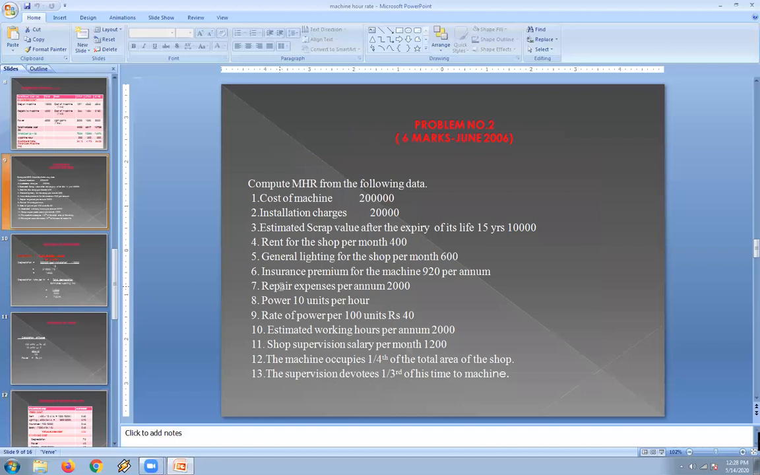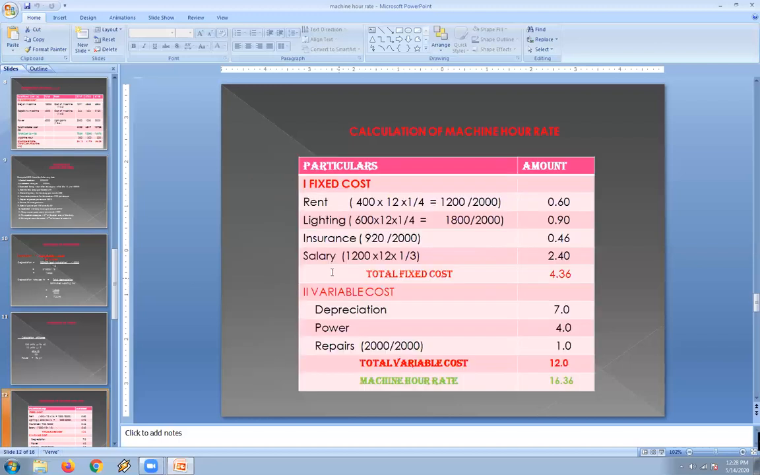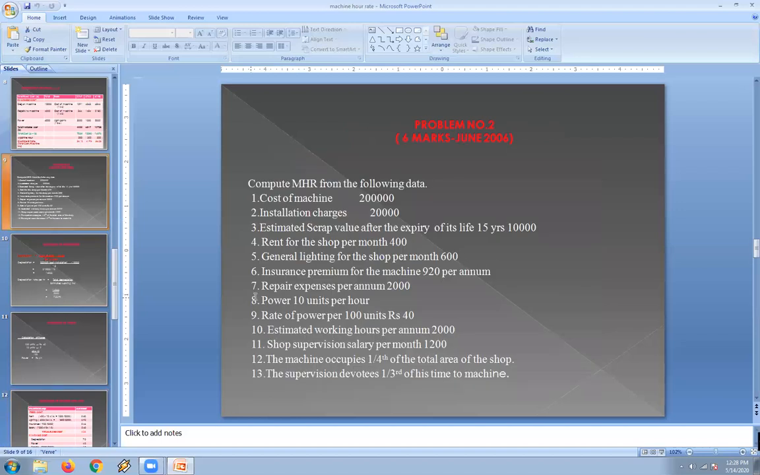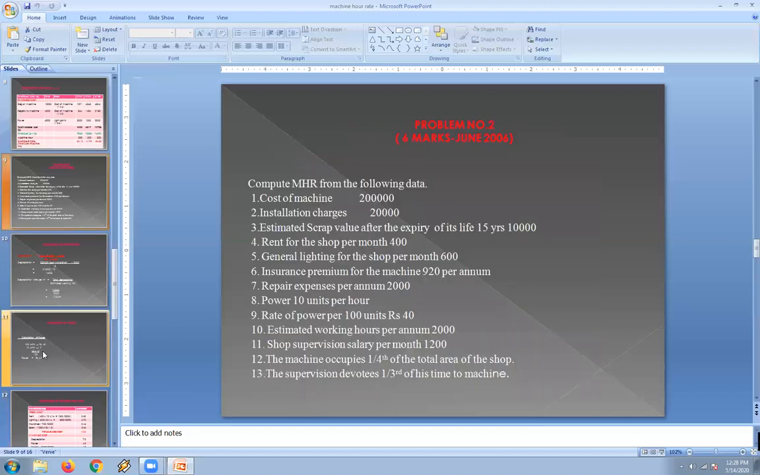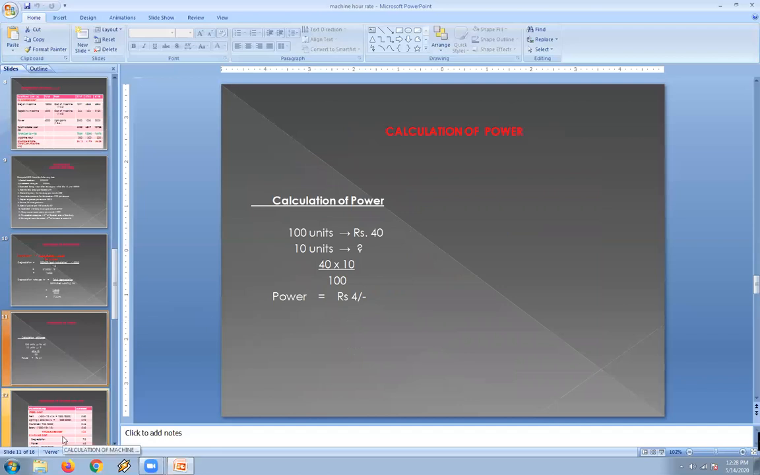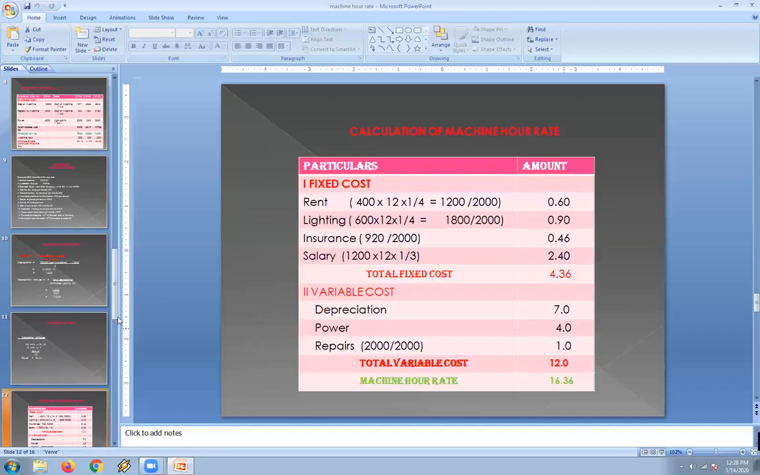And the next point they have given is insurance, again a fixed cost. Here the insurance value itself is for 1 year, so it has to be divided only by the number of working hours, that is 2,000. So the machine hour rate of insurance is 46 paisa. The next is power and repairs expenses. Repair is a variable cost. Repairs of the machine are 2,000 rupees divided by the total 2,000 machine working hours, so 1 rupee for 1 hour. The next is relating to power, which we already calculated for 1 hour, that is 4 rupees for 1 hour.